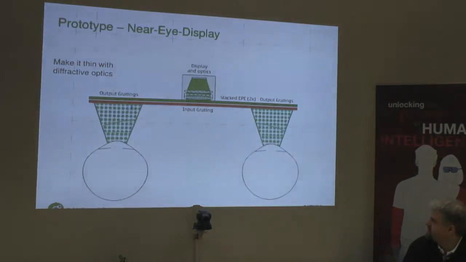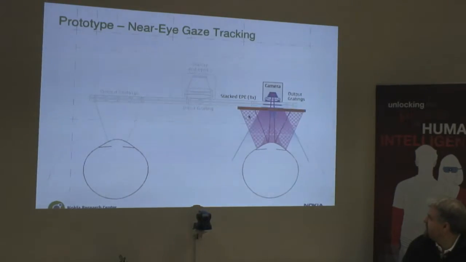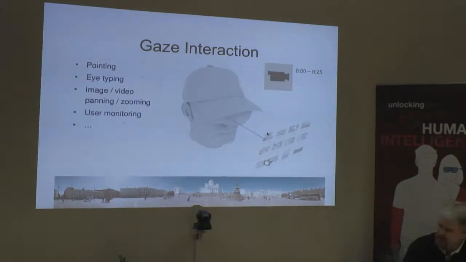So they used holographic optical element here. So here's the display here. They can see here, but they added also a second camera here, and the camera would be able to track your eye position, so it knows what you're looking at. And we can now use this for gaze interaction. So we built an AR application.